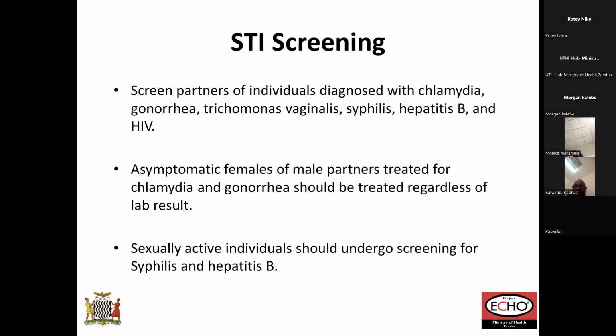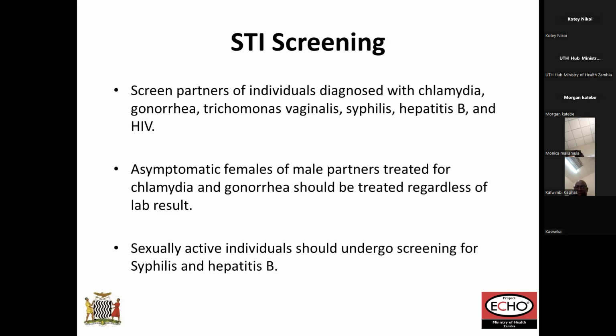Asymptomatic females who are partners of males treated for chlamydia and gonorrhea should be treated regardless of their lab result because of the long-term consequences of these, and also the issue of these infections being very silent in females.